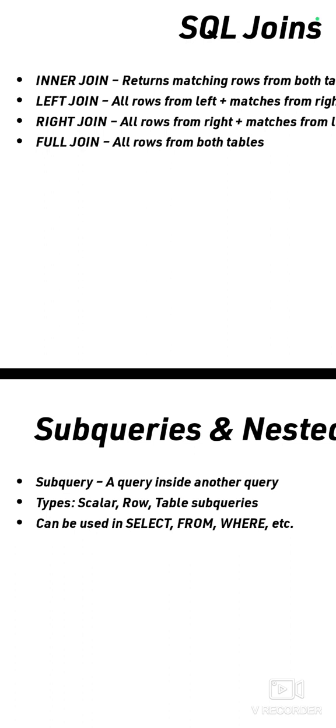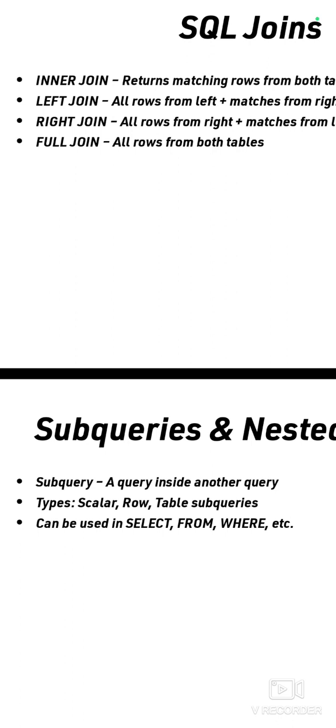SQL joins are used to query and access data from multiple tables by establishing logical relationships between them. It can access data from multiple tables using common key values shared across different tables. It's called SQL joins. SQL joins are of four types. First one is inner join, second one is left join, third one is right join, fourth one is full join.